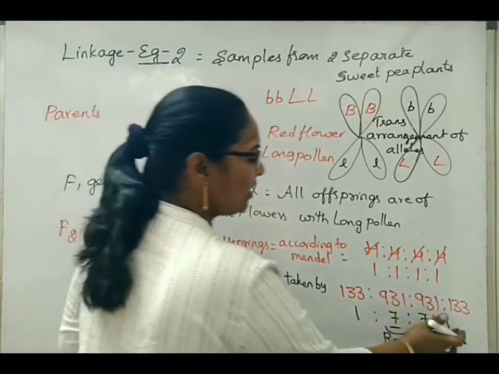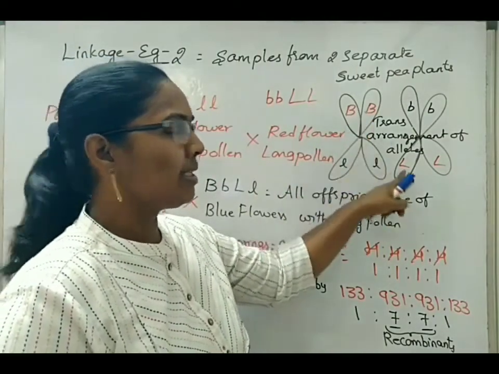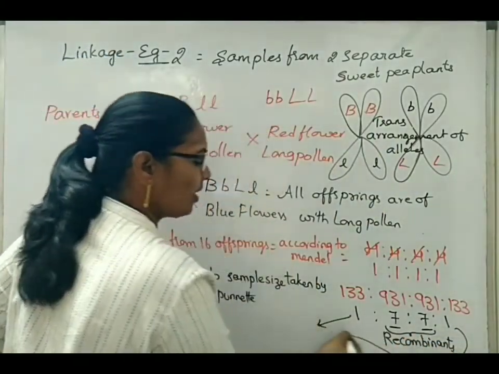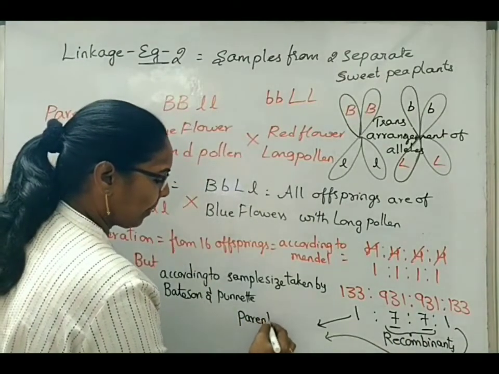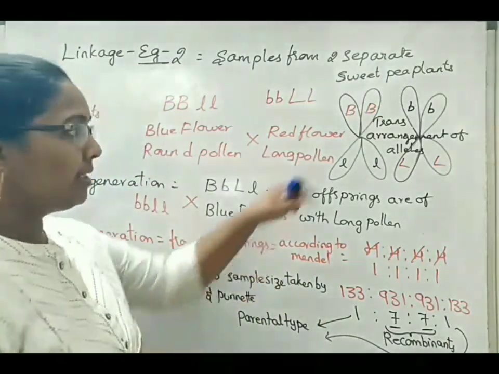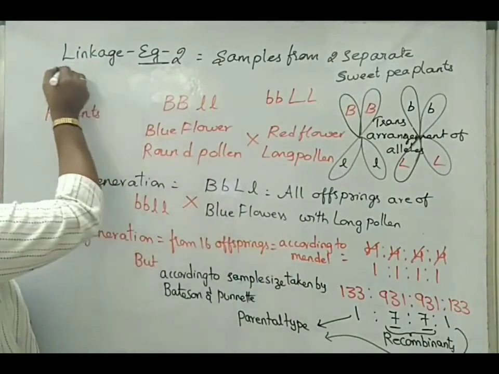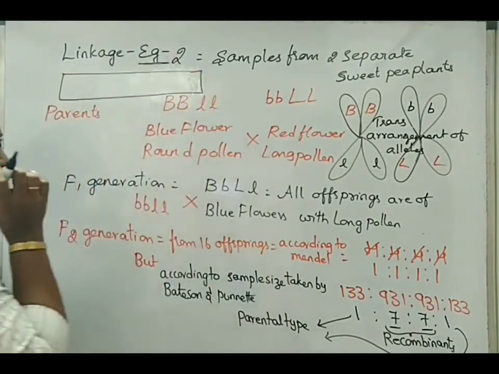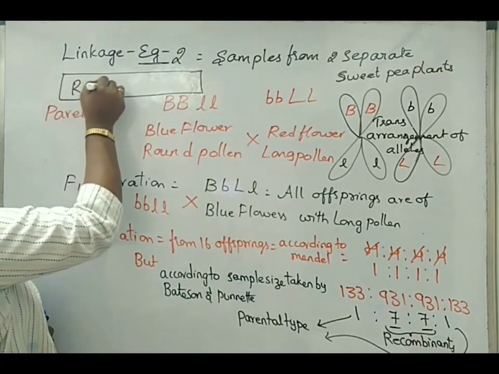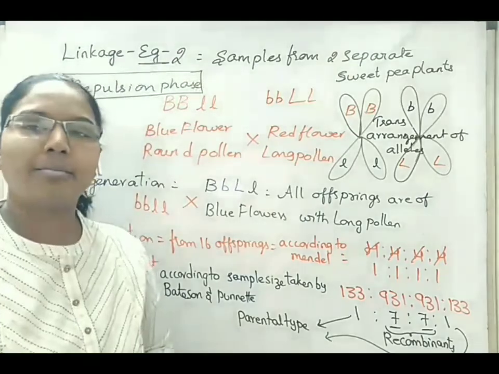It means that the parental types are very few. It means there is more repulsion between the alleles which are present on separate chromosomes. So, this one and this one indicate parental type. As parental types are very low in ratio, this proves that there is repulsion between the dominant alleles present on separate chromosomes. So we give a name for this type of experiment, taking two separate flowers from two different plants of sweet pea, as repulsion phase. So this is the work done by Bateson and Punnett.